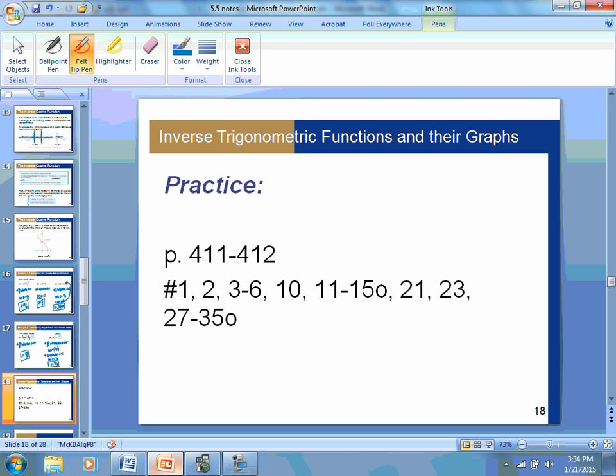I have all the solutions worked out in the binder in the classroom. Check the odds in the back of the book, and if you have any questions, come on in and see me before school.